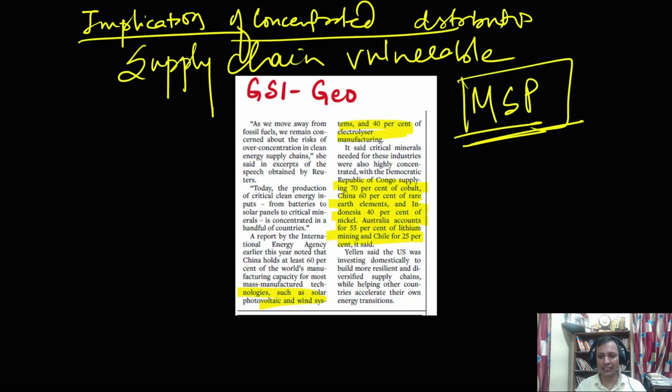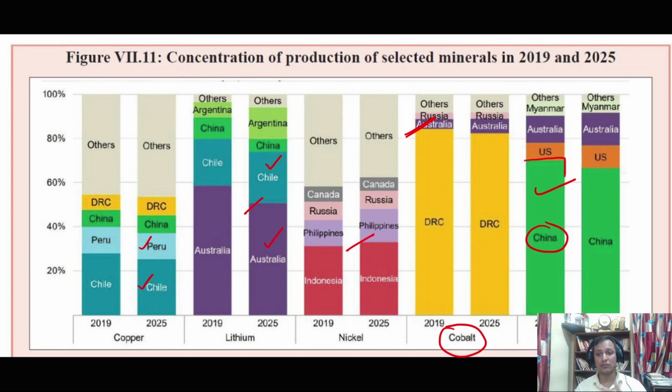Guys, this was a news item on which I framed this question. You can see here it's clearly written that critical minerals are highly concentrated. For example, Congo has 70% of cobalt, China has 60% of rare earth elements, Australia has around 55% of lithium, Chile has 25% of lithium, and Indonesia has 40% of nickel. This is the concentrated distribution of these critical minerals, which I have also shown in this diagram. These are unique ways of presentation. Once you present like this, you have an edge over others.